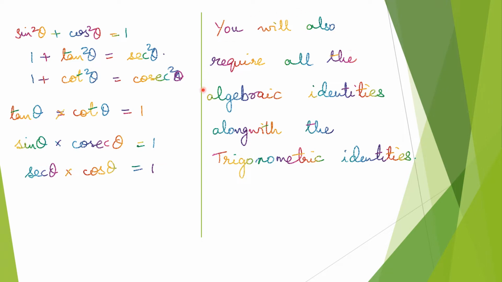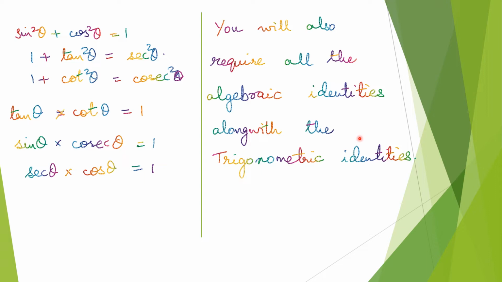You also need to remember, along with all these trigonometric identities, you should also be able to recollect all the algebraic identities, which is a plus b whole square, a minus b whole square, a plus b whole cube, what is a square minus b square. All these algebraic identities also you need to remember.